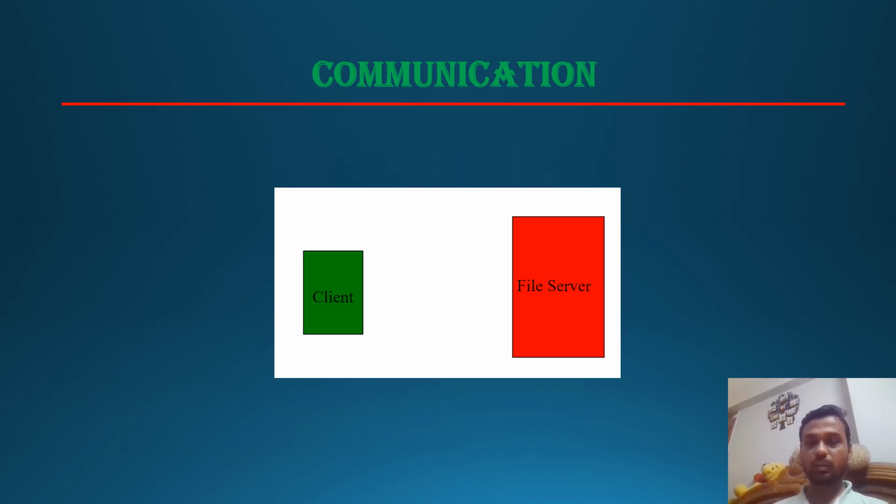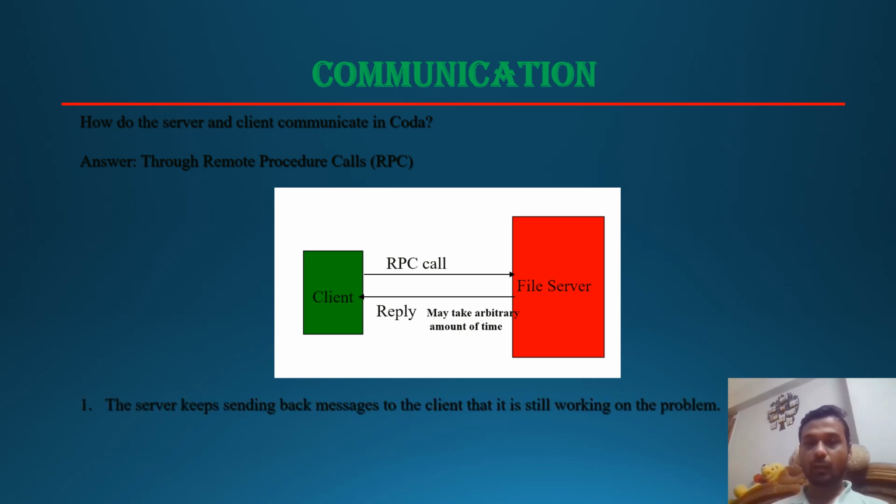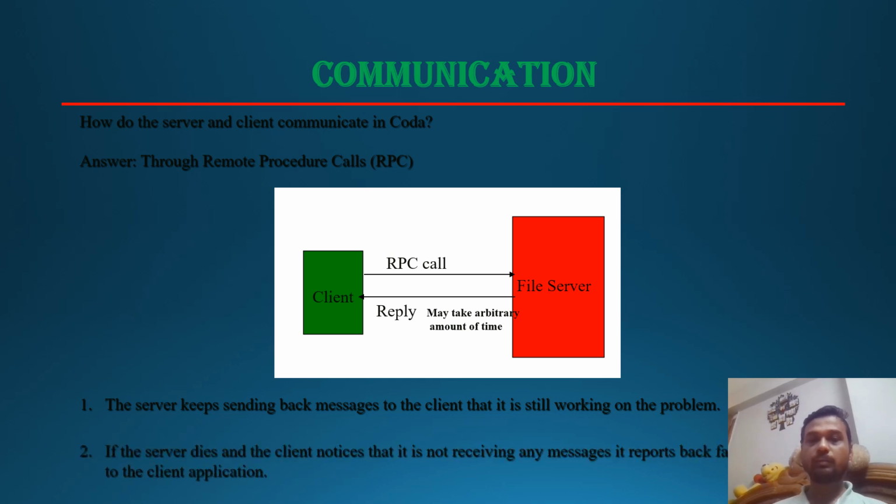How does the communication work, meaning how do the server and client communicate in CODA? Through remote procedure calls. As you can see, the client sends the RPC call to the file server. Then the file server replies to the client. The server keeps sending back a message to the client that it is still working, no problems. If the server dies and the client notices that it is not receiving any message, it reports back to the client applications.